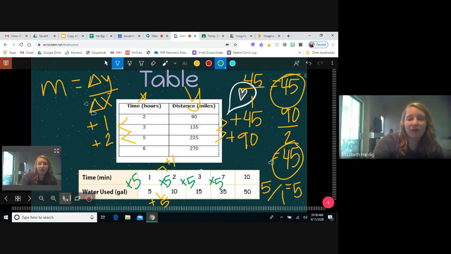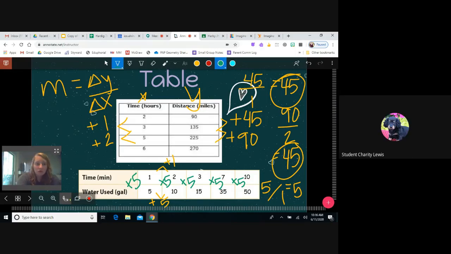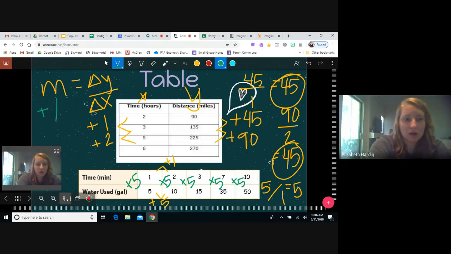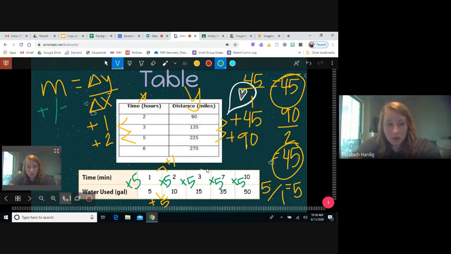When we think of calculating rate of change, when you think about how something changed, you think it either increased or decreased. So for rate of change, think addition and subtraction. When you're thinking about proportional relationships, think about multiplication and division. So the fact that I can go from time to water use down here by multiplying, does that mean that this is a proportional relationship?